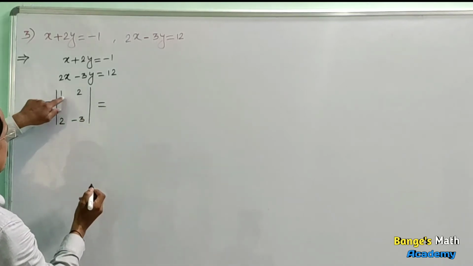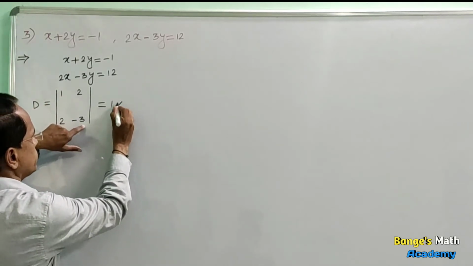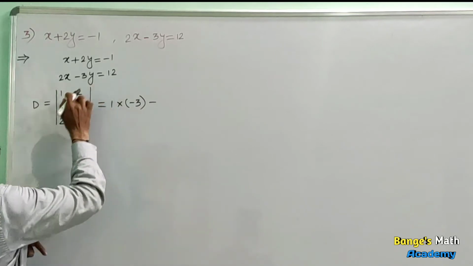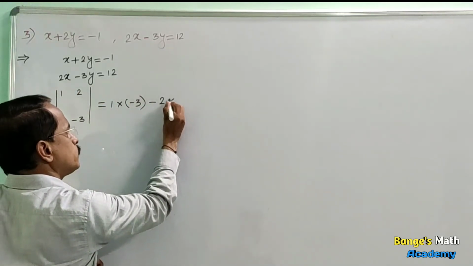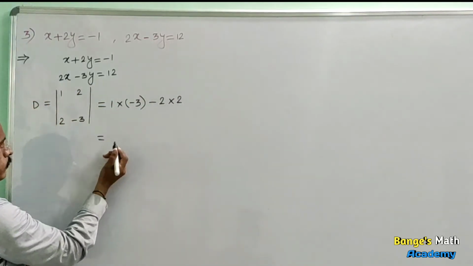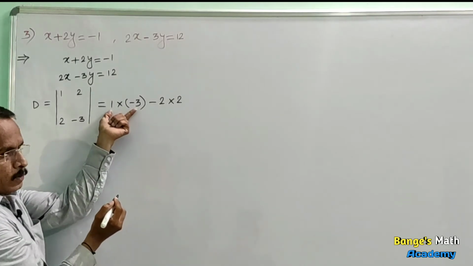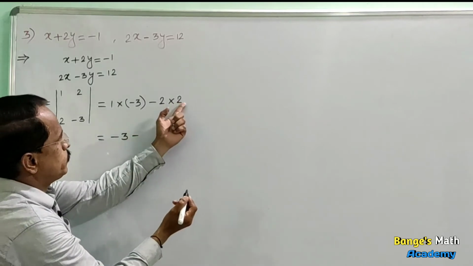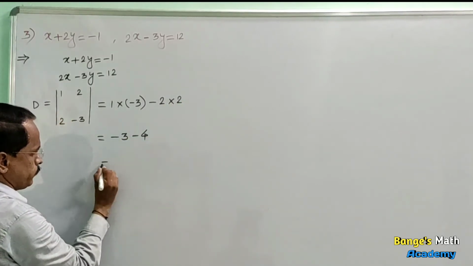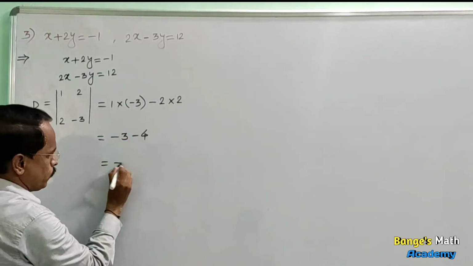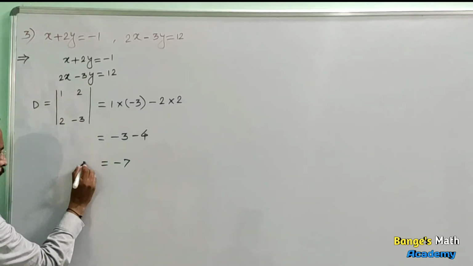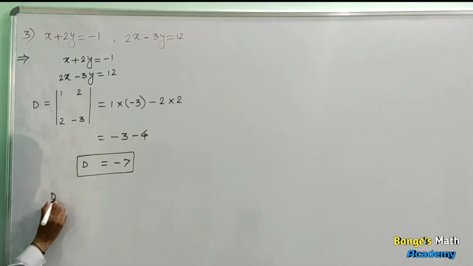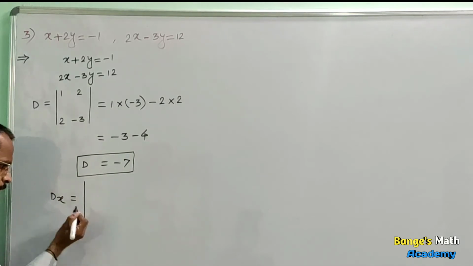Simplify this. Product of 1 into minus 3, minus product of 2 into 2, is equal to 1 into minus 3 minus 2 into 2, which is minus 3 minus 4, that is minus 7. We get the value of d.